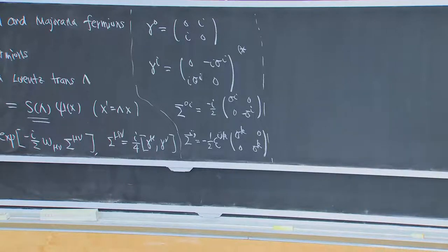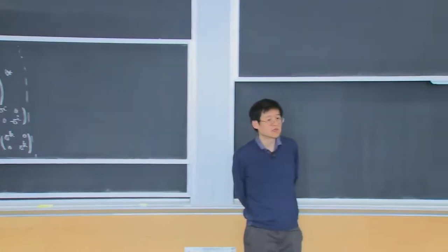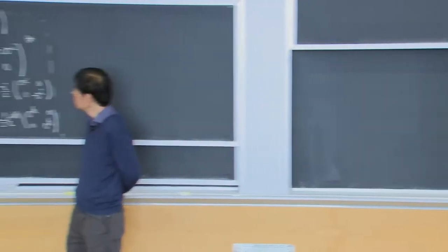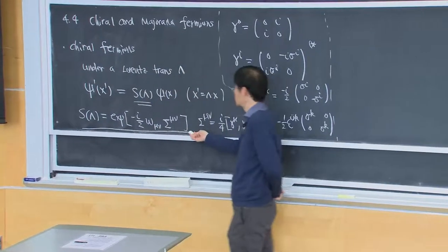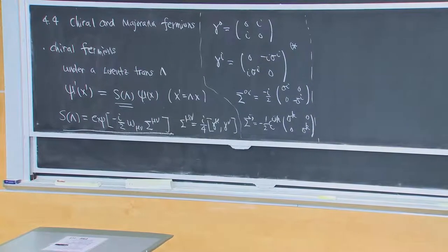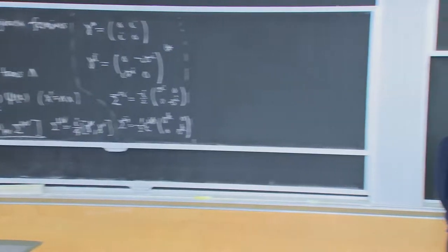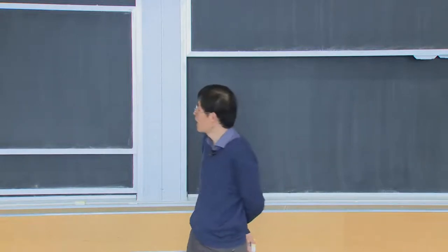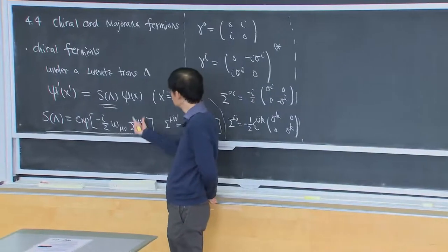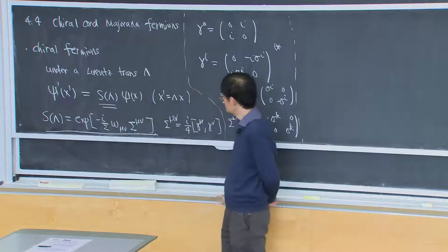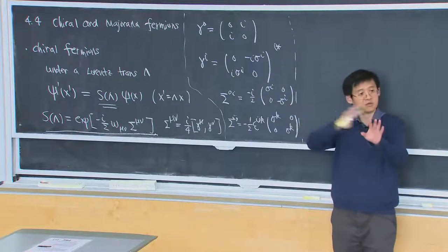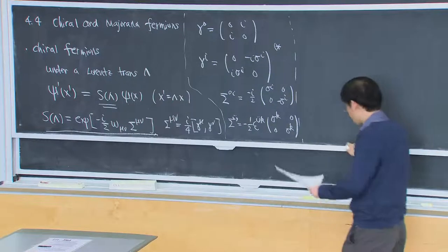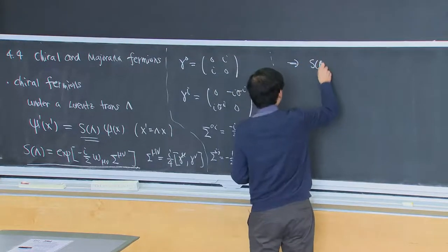So what do you observe about this? Do you see something? Yes, they are block diagonal. So if sigma is block diagonal, then that means this S is also block diagonal. So when S is block diagonal, what does that mean? Exactly. When S is block diagonal, that means when I write psi, which has four components, the upper two components and lower two components don't transform to each other. They only transform within themselves. So that means this Lambda is block diagonal.